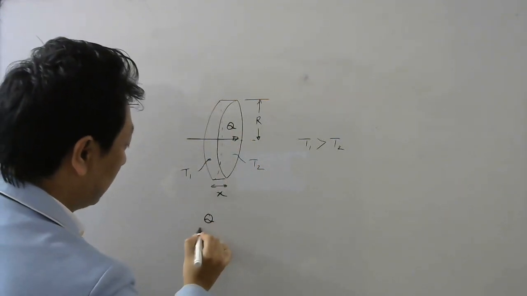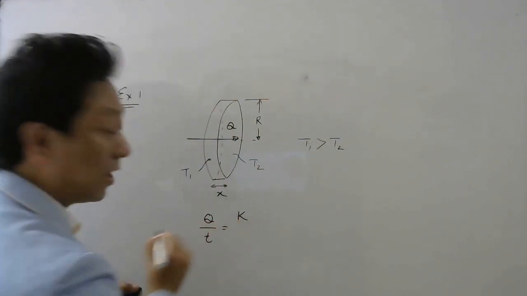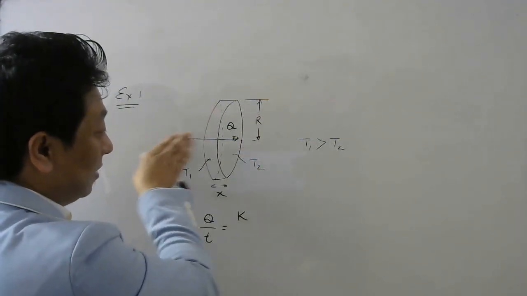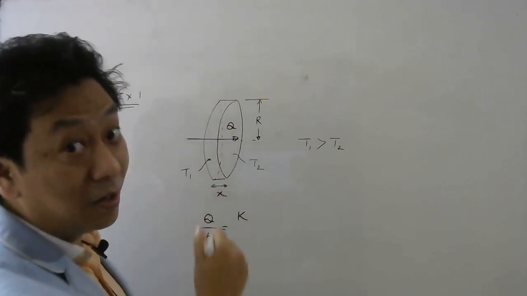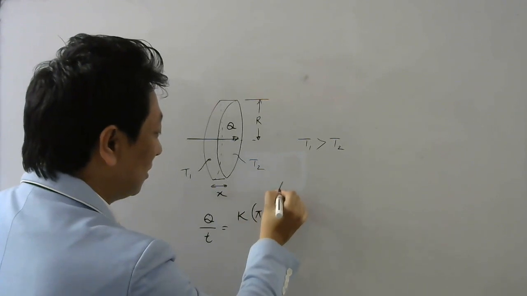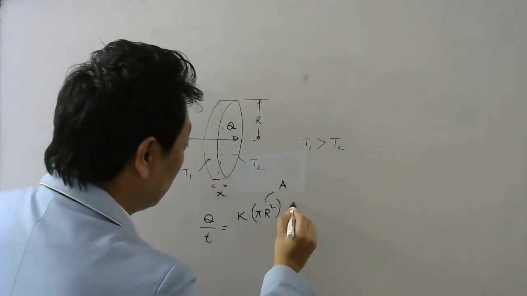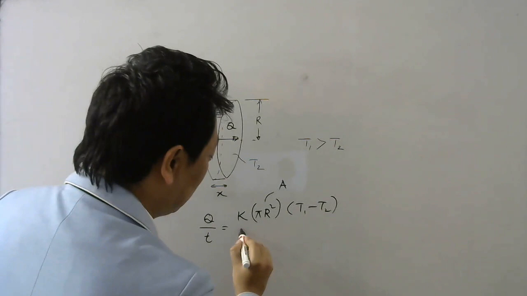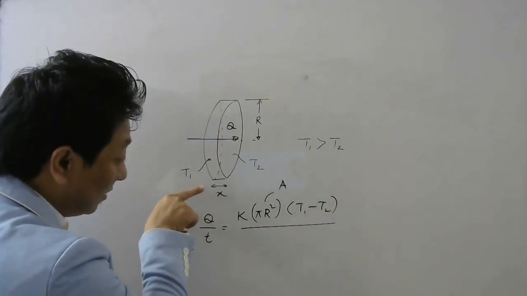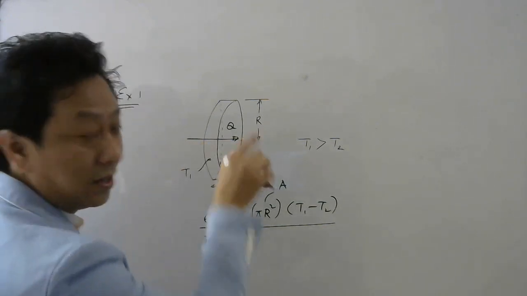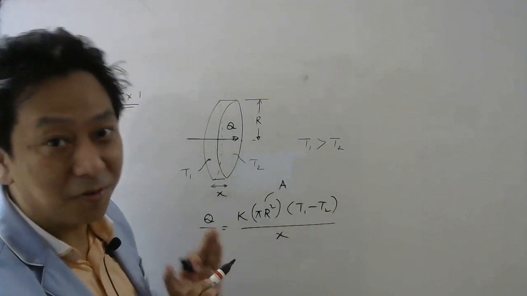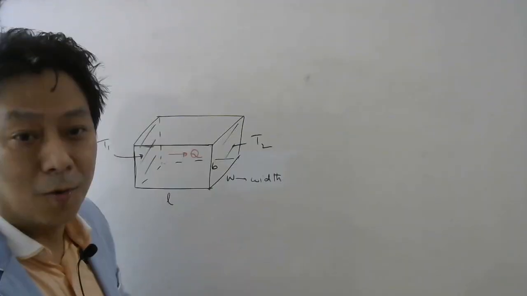So the rate of flow of heat Q by t, what was the formula? K A. Now which A do I have to choose? This A, right? Because the flow is this way and A should be perpendicular to the flow of heat. So A will be, in this case, pi r square, because it is a circular area, into temperature difference divided by the length. Now here the length is x, because this x you can see is parallel to the flow of heat. So this is how we are going to write the formula for rate of flow of heat for this particular case.